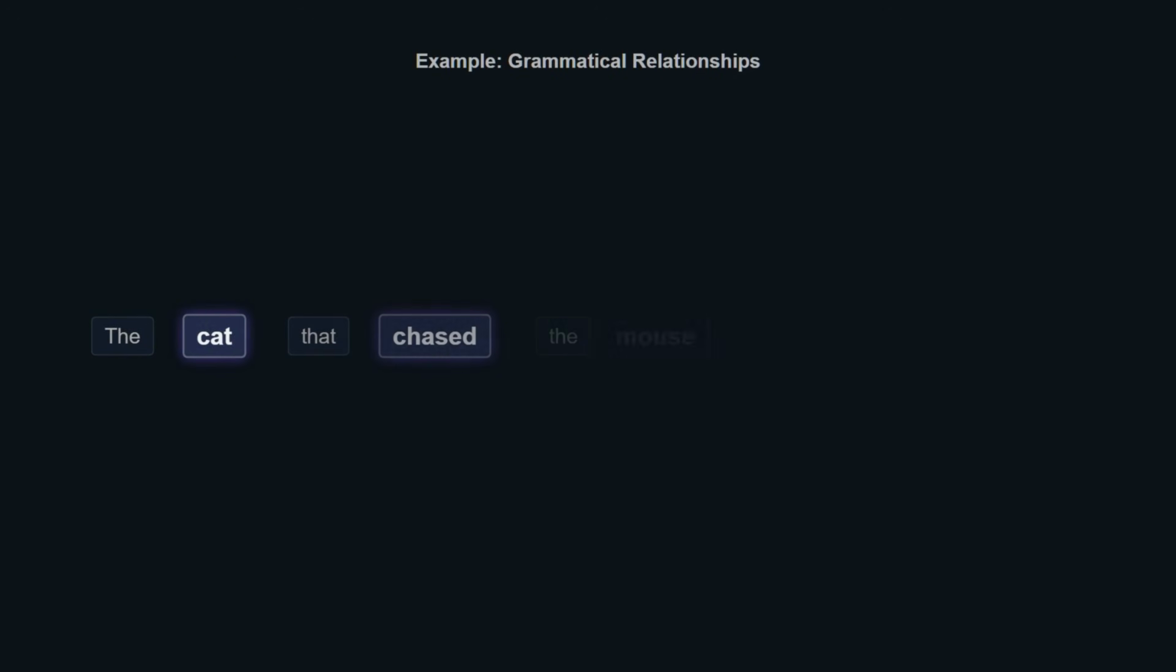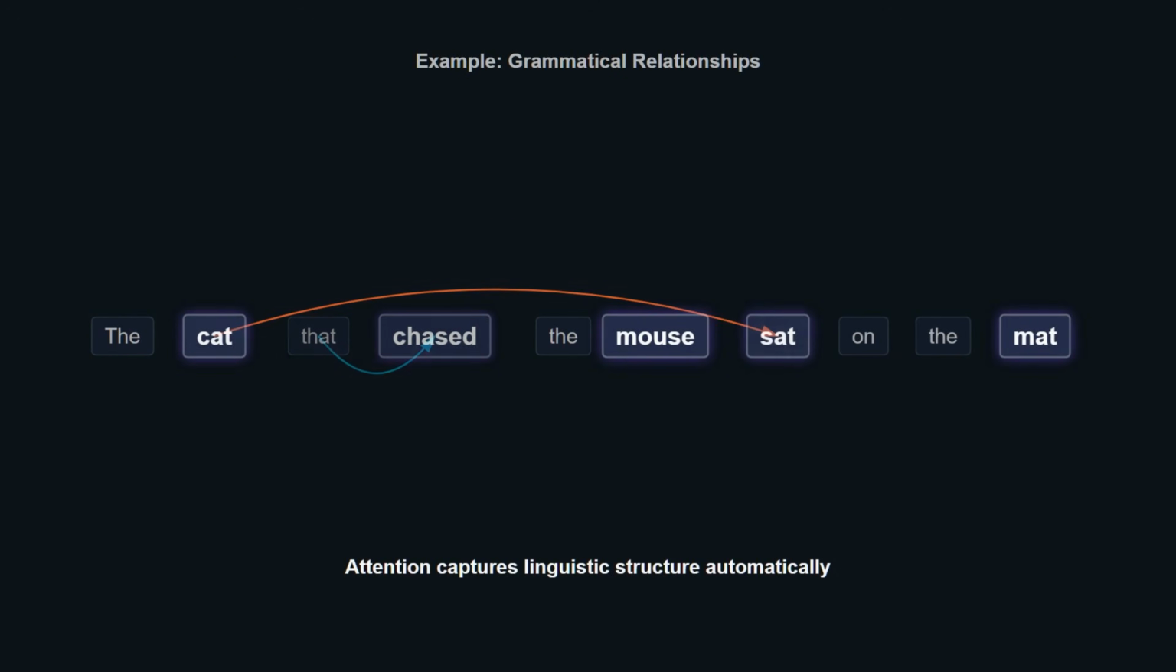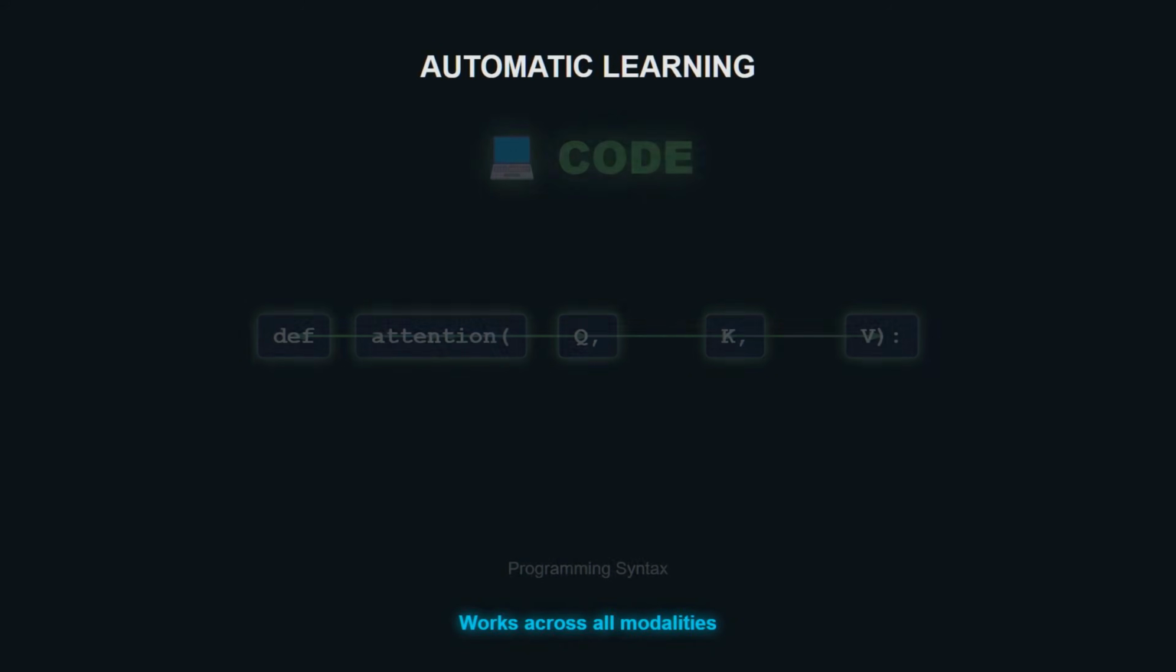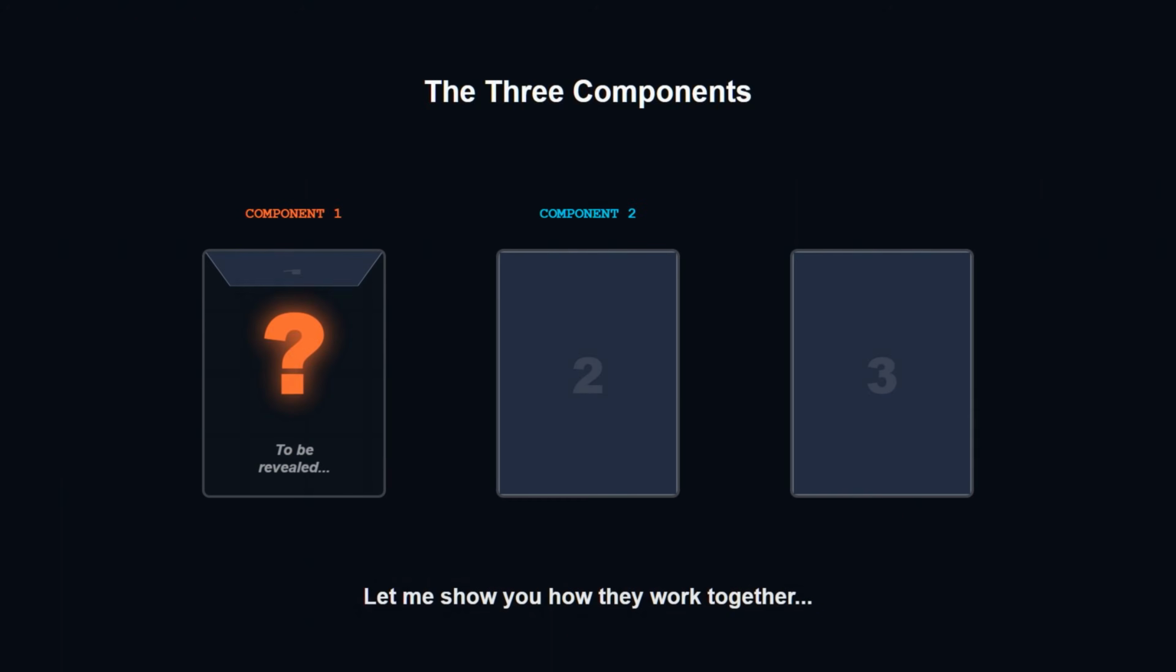Think about reading this sentence. The cat that chased the mouse sat on the mat. When processing sat, the model needs to know that cat is the subject, not mouse. Attention learns these relationships automatically. But how does this magic actually work under the hood? Let me show you the three components that make it all possible.